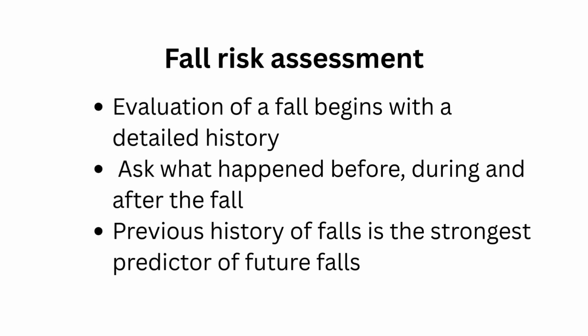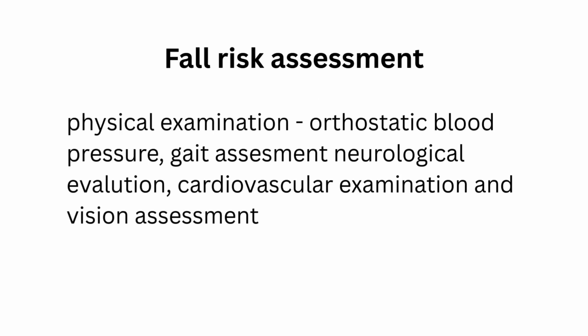Fall risk assessment is evaluation of a fall beginning with detailed history. Ask what happened before, during, and after the fall. Previous history of fall is the strongest predictor of future falls. Physical examination begins with the vital signs for orthostatic hypotension. A cardiovascular exam helps to identify arrhythmia and valve abnormalities. Neurological exam evaluates strength, sensation, coordination, and cognition to detect conditions like stroke, neuropathy, or Parkinson's disease.